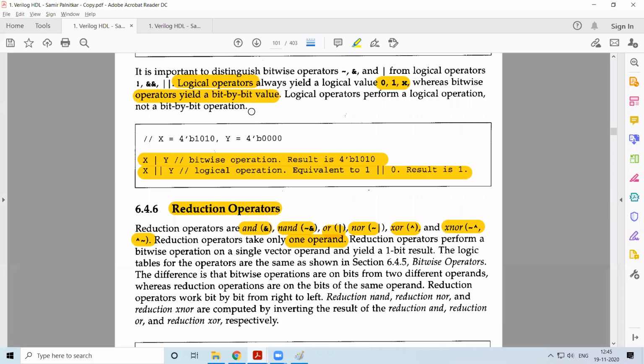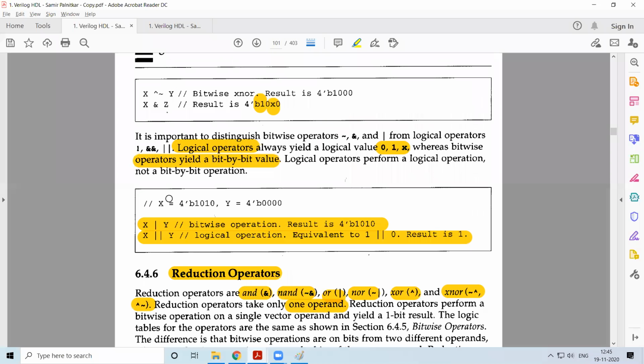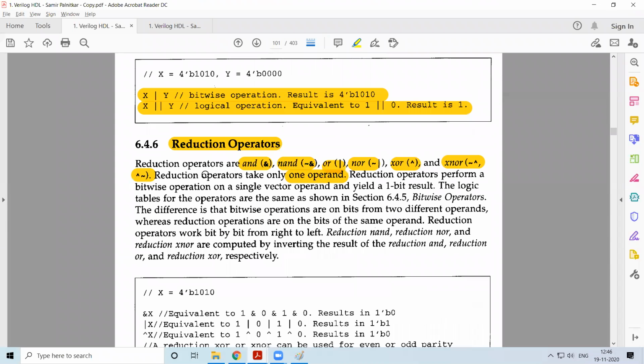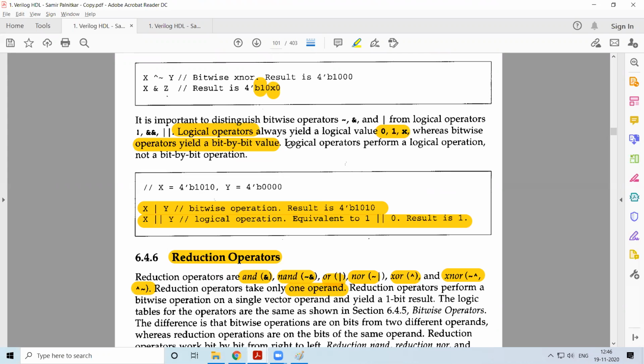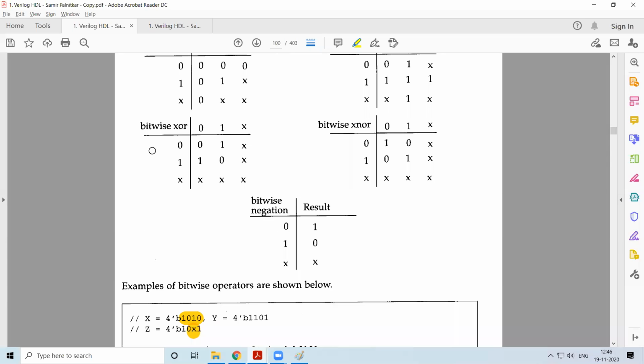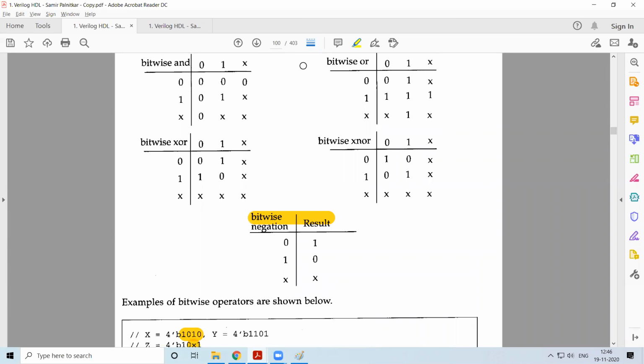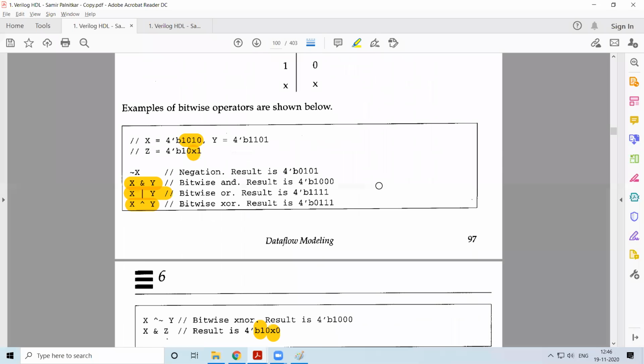In the previous case we also had single AND, single OR, where we have two operands. But in a reduction operator, you have only one operand. The operator operates only on one operand. So a reduction operator is a unary operator, whereas the bitwise operators, except the negation, are all binary operators. That is, they require two operands for their performance.